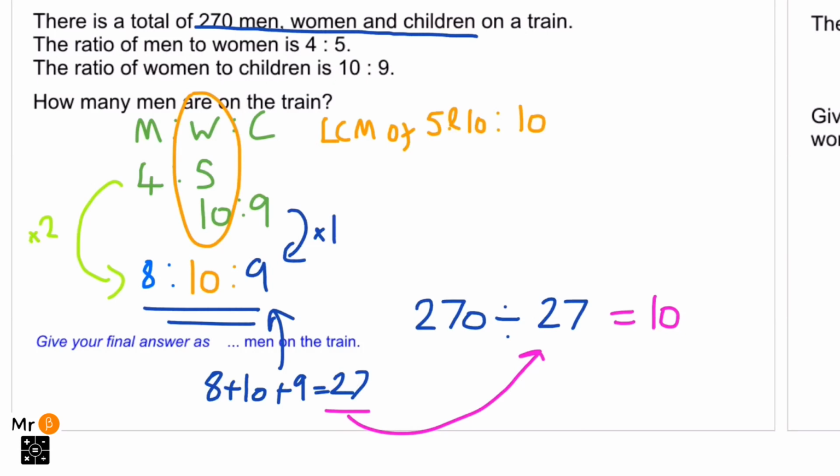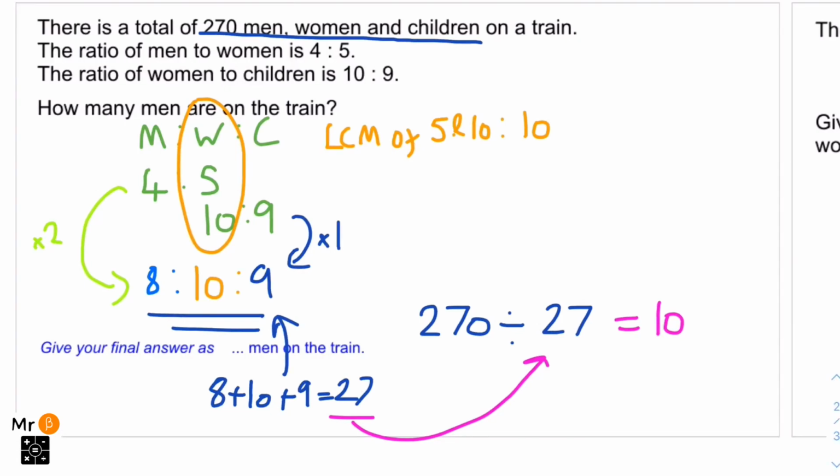It wants to know how many men are on the train. So we've got 8 boxes or parts each. So we've got 8 boxes each with 10 in. So to get our final answer, we would need to do 8 times 10, and that tells you how many men are on the train.